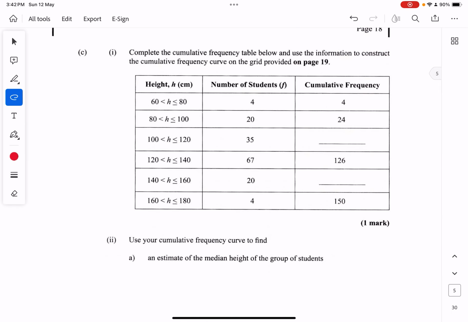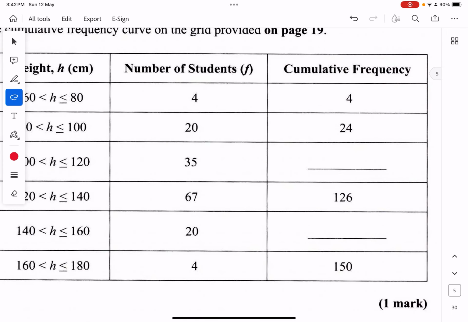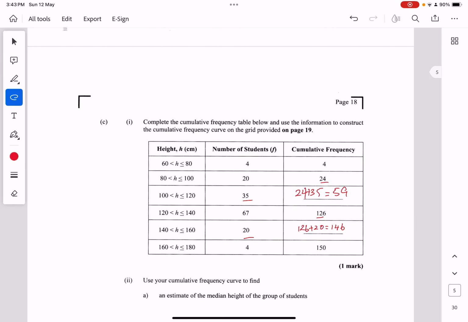Part C: complete the cumulative frequency table below and use the information to construct the cumulative frequency curve on the grid provided on page 19. So, we know the cumulative frequency is simply adding your frequencies as you go on. Here, your cumulative frequency will be 24 plus 35, and that is going to be equal to 59. And here it's going to be 126 plus 20, and that is going to be 146. So we now need to plot the curve on the next page.